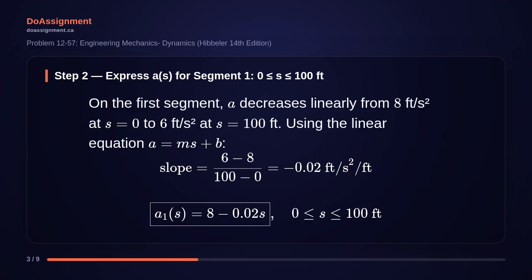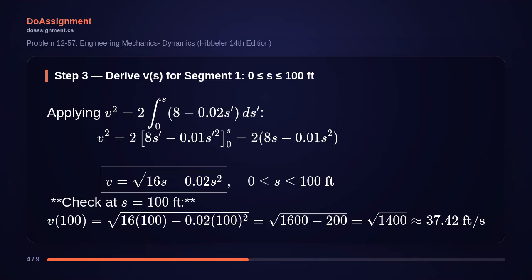On the first segment from s equals 0 to 100 feet, acceleration drops linearly from 8 to 6 feet per second squared. The slope is negative 0.02, giving us a sub 1 of s equals 8 minus 0.02s. Integrating a sub 1 from 0 to s and multiplying by 2 gives v squared equals 16s minus 0.02s squared. Taking the square root, v equals the square root of 16s minus 0.02s squared. At s equals 100 feet, v comes out to approximately 37.42 feet per second.